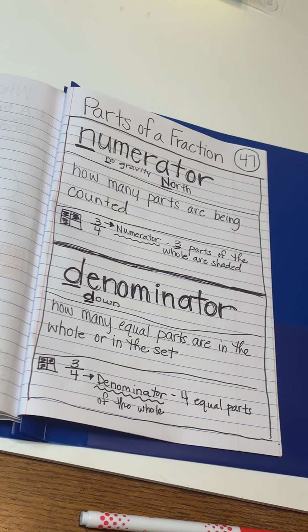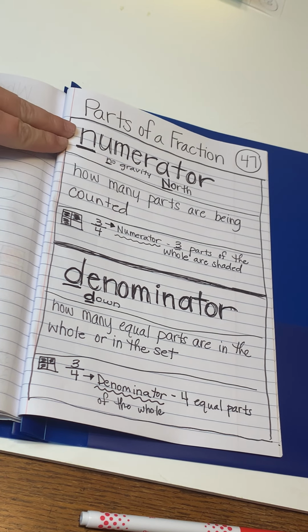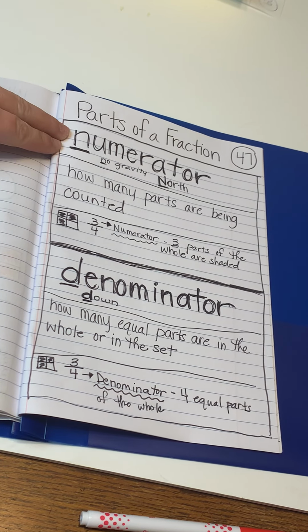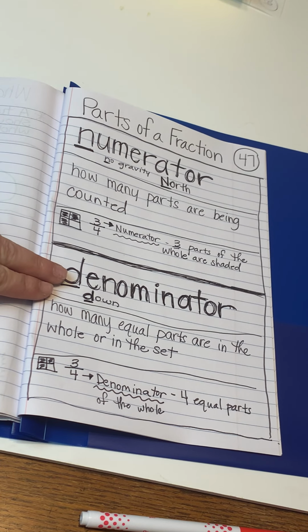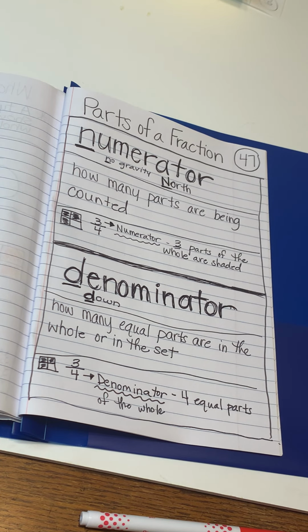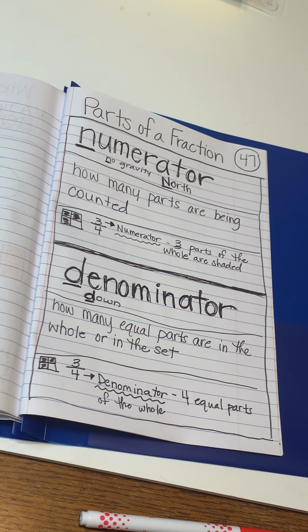So those are your two main parts of a fraction. Your numerator is your top number, and your denominator is your bottom number. Okay. All right, and that's it, guys. Make sure you have these notes in your notebook so that you have those to reference as we continue our study of fractions.